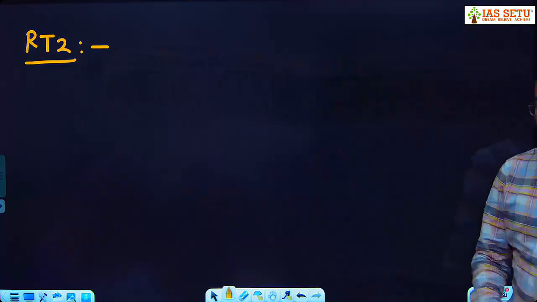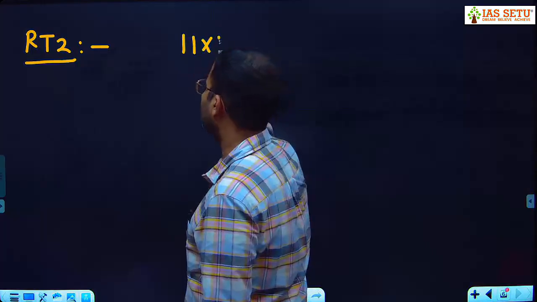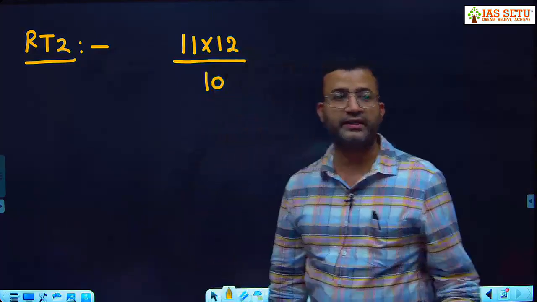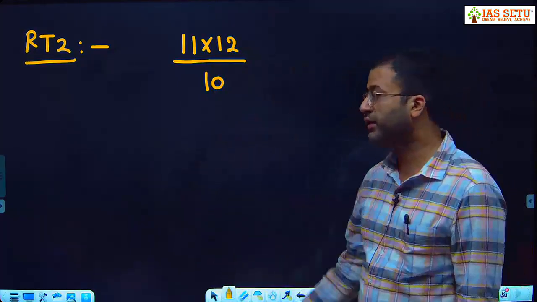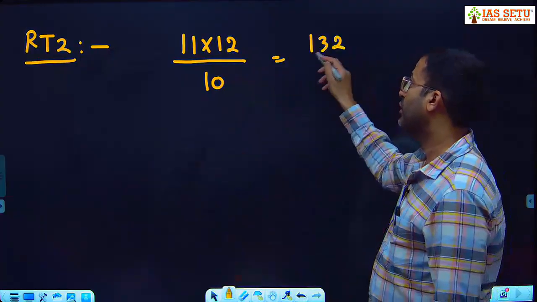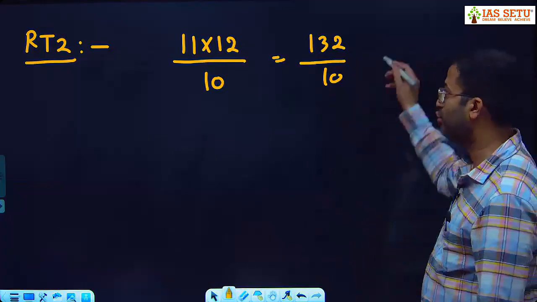रिमाइंडर थ्योरम 2. Remainder theorem 2 example, like 11 into 12 divided by 10. It is asked what is your remainder. We multiply small value 11 into 12, 132 divided by 10, and we know 132 divided by 10 your remainder is 2. We get answer.